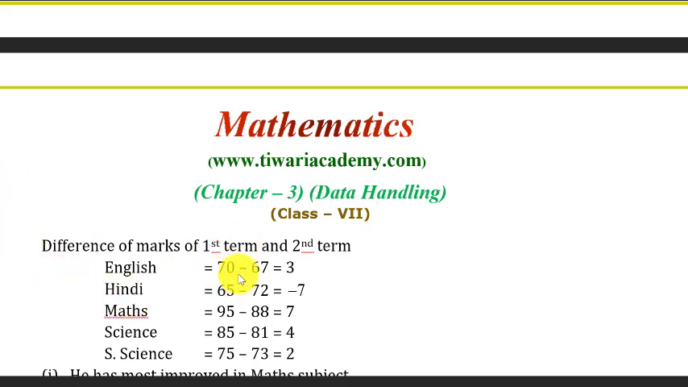In English, 70 and 67, 3 is the difference. Then Hindi, 65 and 72, the difference is -7. Then math, 95 and 88, 7 is the difference. Science is 85 and 81, 4 is the difference. Social science, 75 and 73, 2 is the difference.